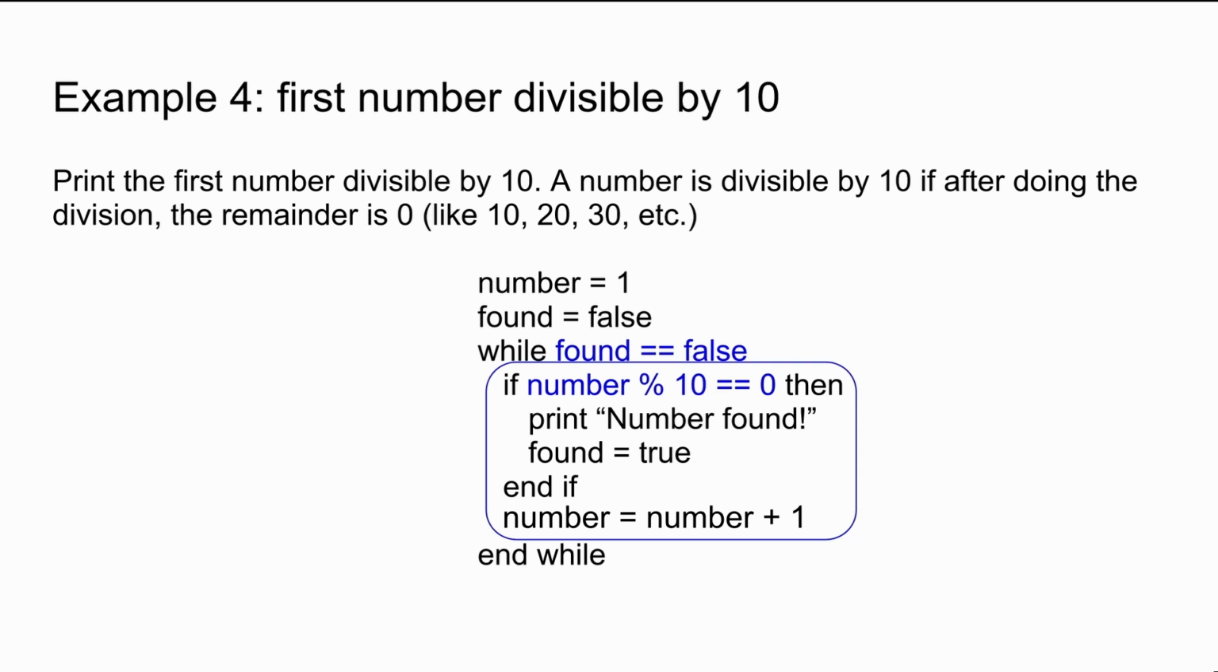Inside our while, we will check if number modulus 10 is equal to 0. If it is, it means the number is divisible by 10. So we print out the number found and set the found variable to true to make the while loop stop. Also, in our while body, we're increasing number in case we didn't find the number in this iteration of the loop. So we can look at the next number in the next iteration.